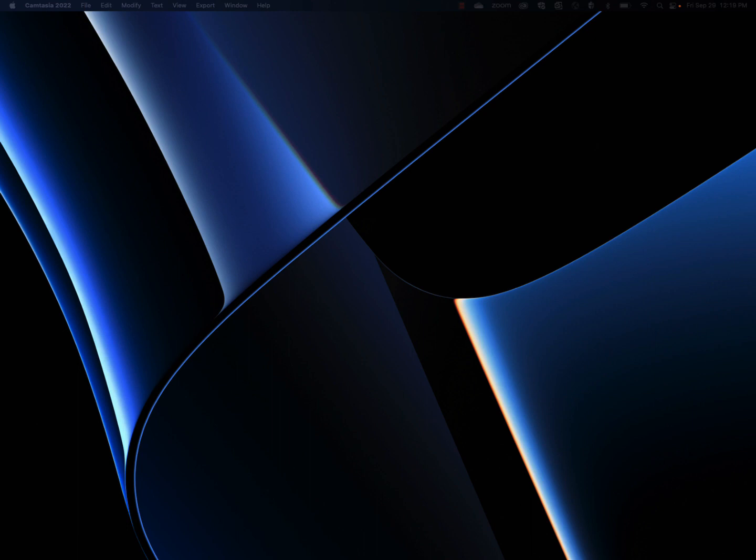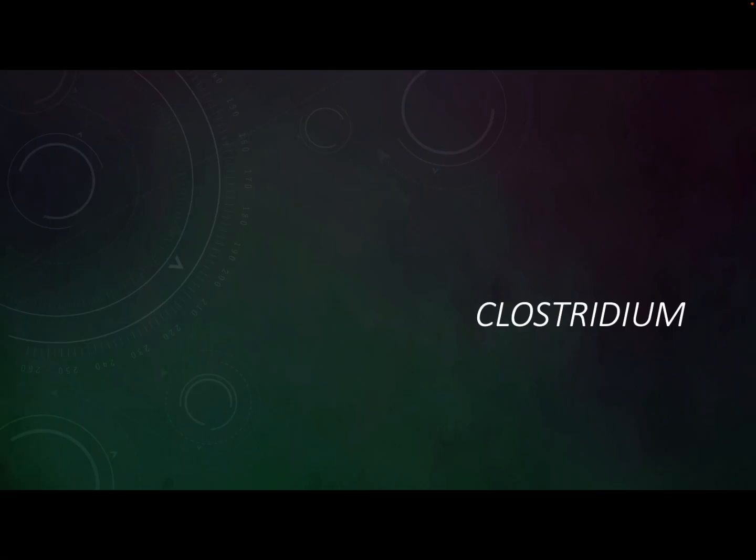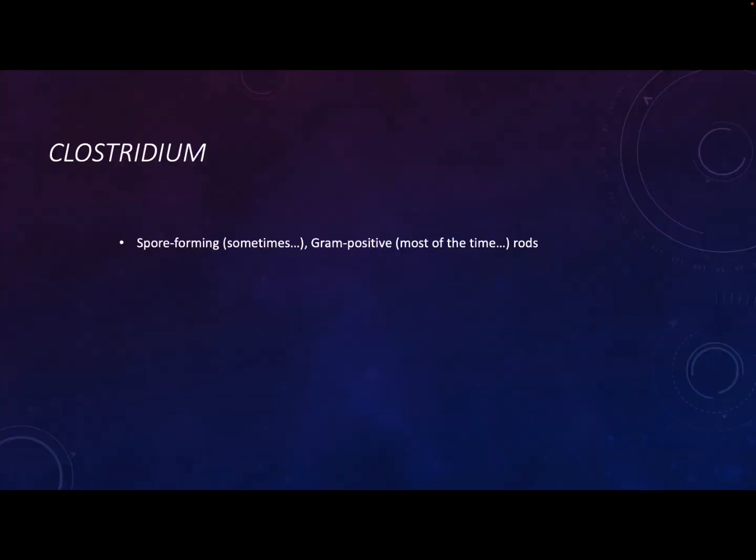So our next section is Clostridium, and that's probably as far as we're going to get today. We may not even get all the way through Clostridium, and that's fine. So Clostridium is, we're jumping back into gram-positives. Clostridium is gram-positive. It is also spore-forming. Not all species of Clostridium form spores, but many species of Clostridium can.